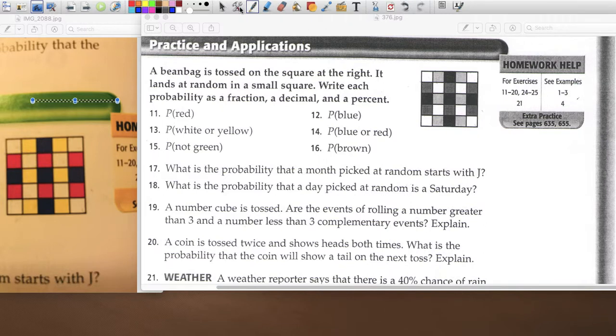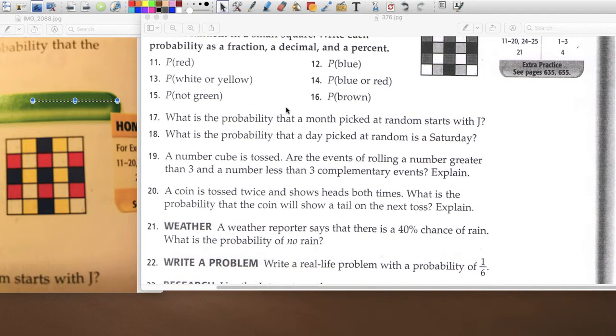A reporter says that there is a 40% chance of rain. What's the probability of no rain? That's what I was talking about briefly a few seconds ago. If there's a 40% chance of rain, then no rain will be 60%.